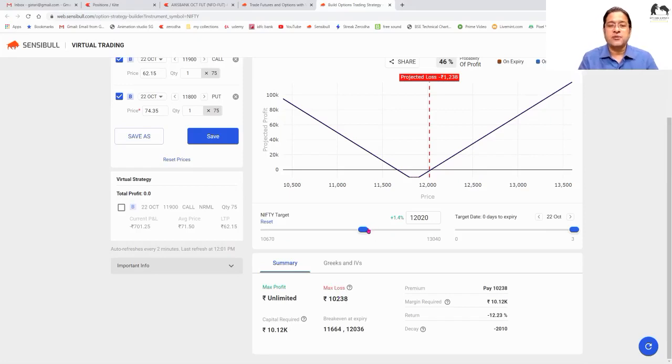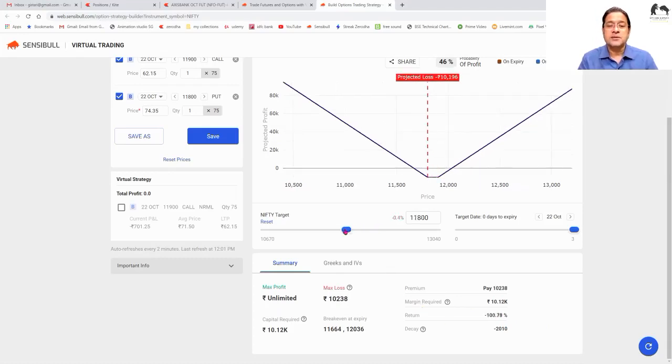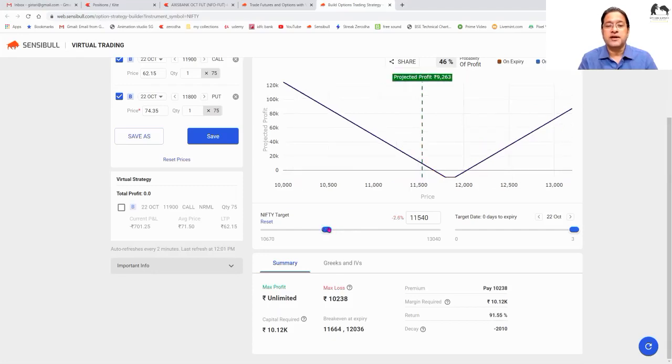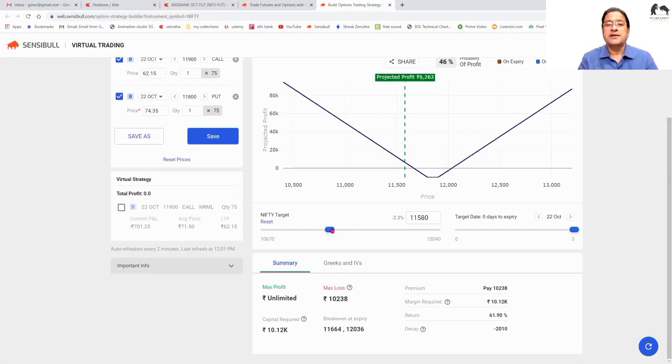Now let's see, from wherever we are currently, if the market closes 2% above at about 12,100, then you end up making about 4,763. Or let's say the market closes 2% down, to about 11,580, then again you'll make about 4,763. That is the possibility written on your investment.